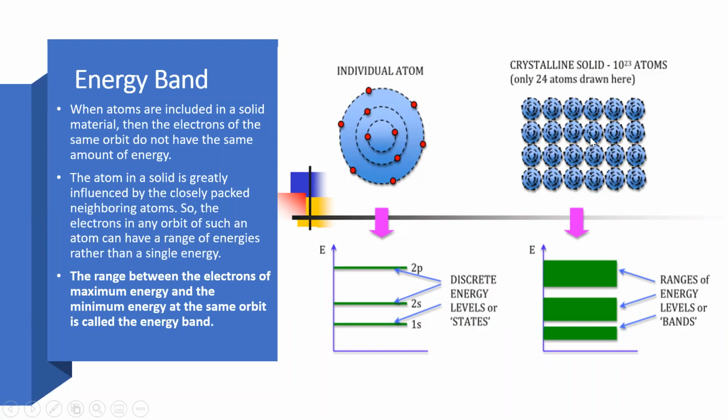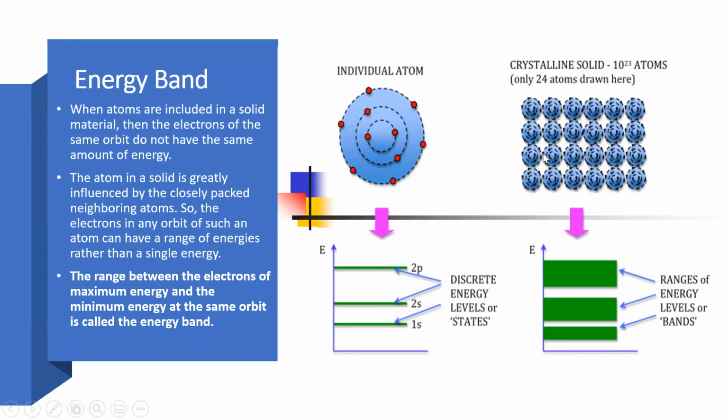In solids, you know that all these atoms are staying very close to each other. So the electrons in an atom are not only influenced by the nucleus of that particular atom. They will be pulled by the nucleus of the neighboring atoms, and pushed by the electrons of the neighboring atoms. So they are influenced not only by the nucleus of their own atom, but by the nucleus and electrons of neighboring atoms as well.